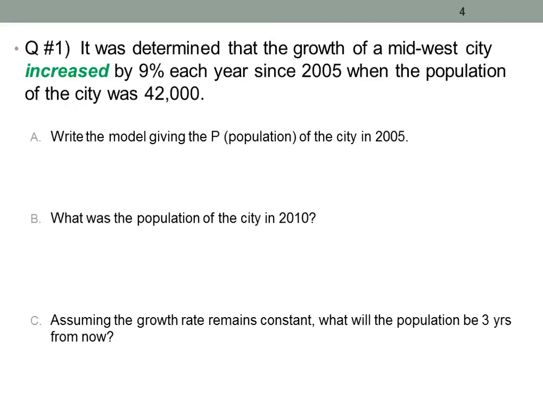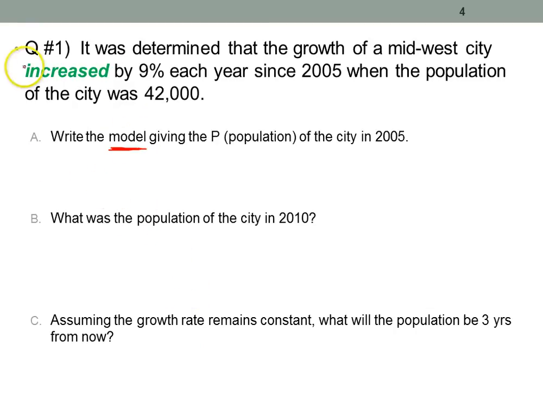Now, our first example, question 1. It was determined that the growth of a Midwest city increased by 9% each year since 2005 when the population of the city was 42,000. A says, write the model giving the population P of the city in 2005. So we need to write a model. Model means equation. So they're asking us for the equation.